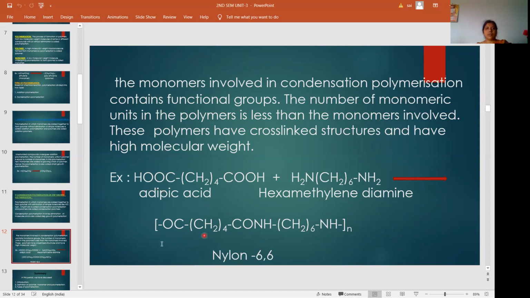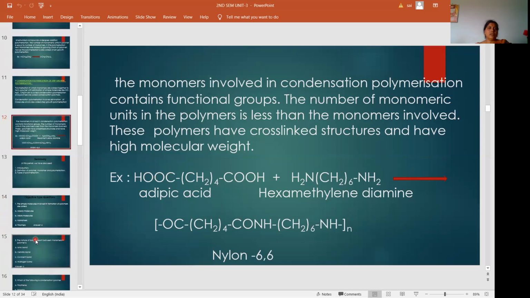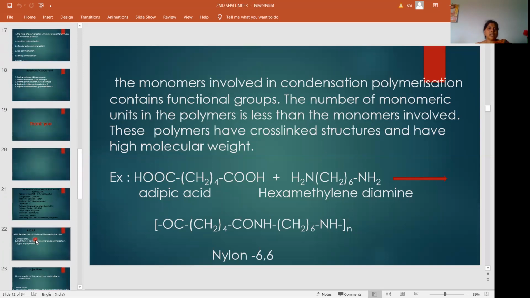So this is the example. Nylon 6,6 is the example for condensation polymerization. One adipic acid is reacting with two hexamethylene diamine. This carboxylic group reacts with one hexamethylene diamine, and this carboxylic group reacts with another hexamethylene diamine. Like this, you will get a nylon 6,6 molecule. So these are the topics we discussed in the last class.